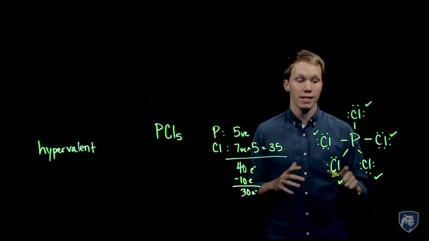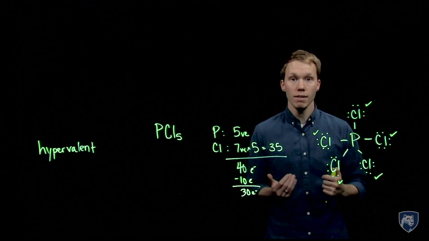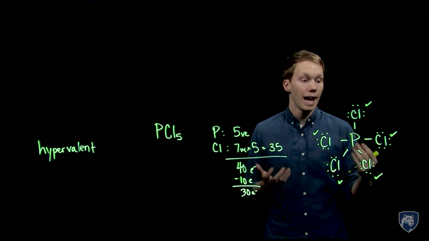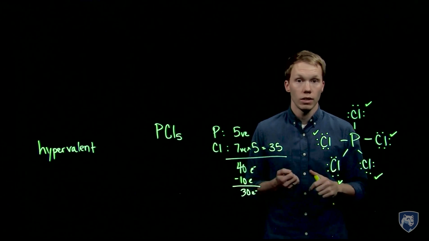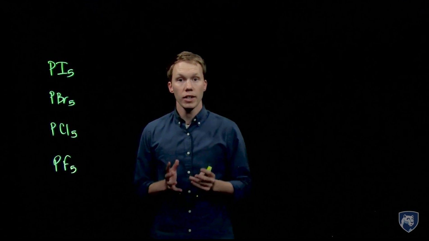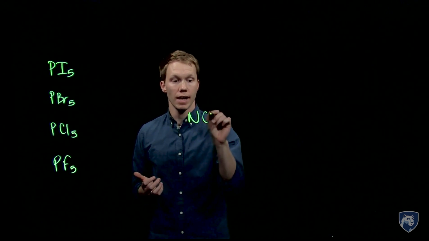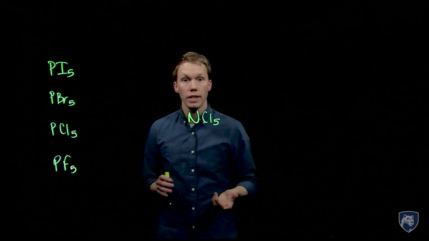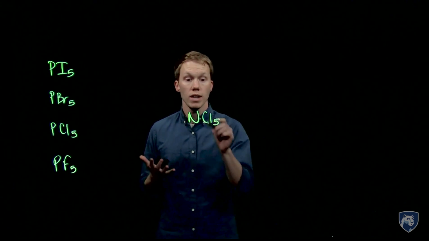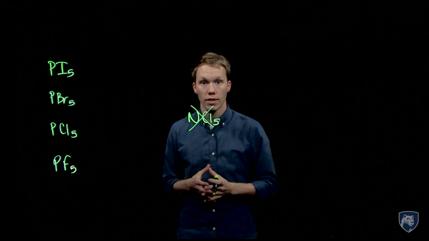But we'd have to check and say, well, is phosphorus in period 3 or below? Well, yes, it is in period 3, so it is sufficiently large enough to accommodate more atoms around it and can exceed the octet. We've already discussed that period 2 elements could not exceed the octet. So something like NCl5, the derivative of the phosphorus pentachloride that we looked at a minute ago, would not exist because nitrogen cannot exceed the octet of electrons.